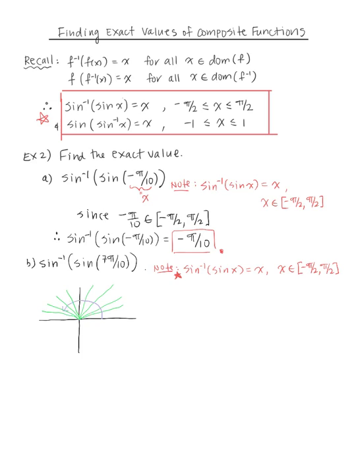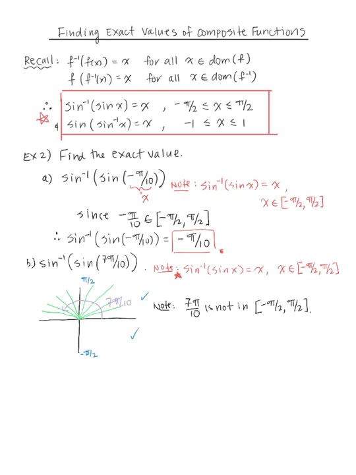So this will be 7 pi over 10, and our angle x better lie between pi over 2 to negative pi over 2. So it has to lie between here or here. Okay, so notice that 7 pi over 10 is not between negative pi over 2 to pi over 2. So let me write that out. 7 pi over 10 is not in negative pi over 2 to pi over 2.